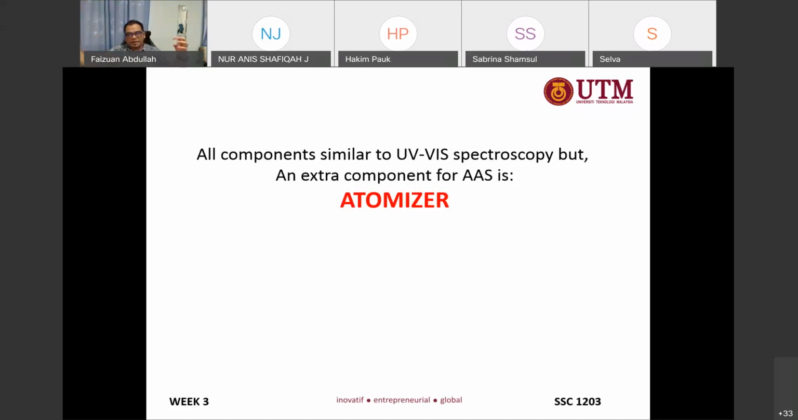Then the detector will detect the loss of energy from the light source, so the amount of lost energy will represent what? I want to know whether you understand or not. The detector will detect the loss of energy. So the loss of energy will represent, please, some volunteer.